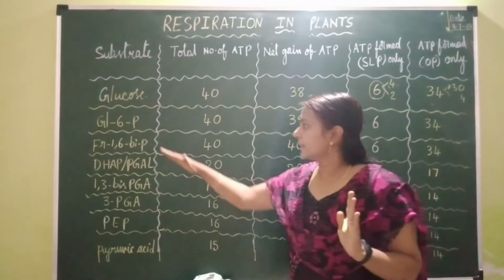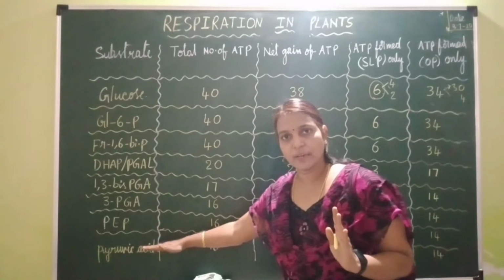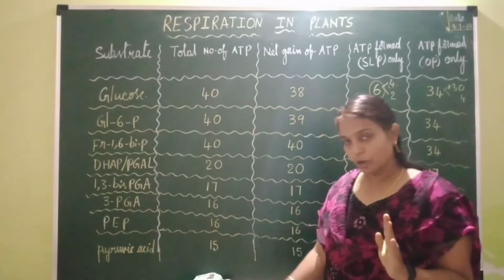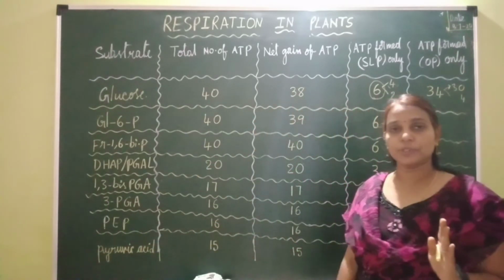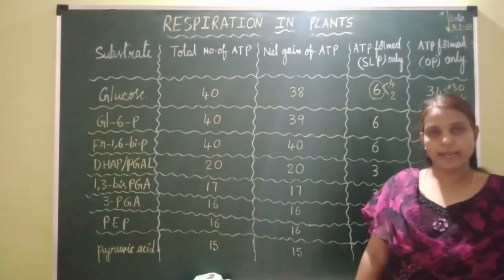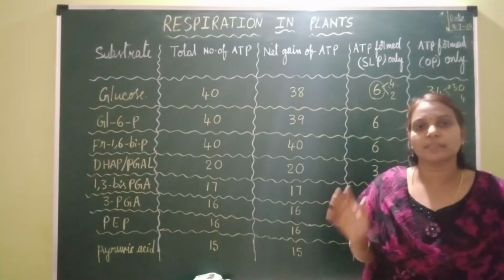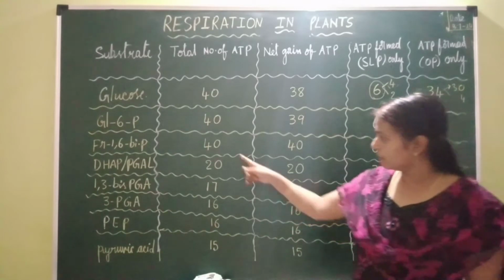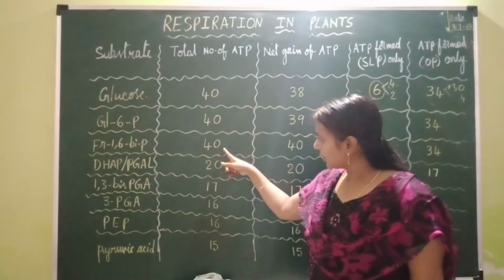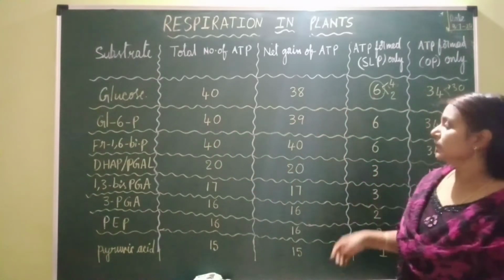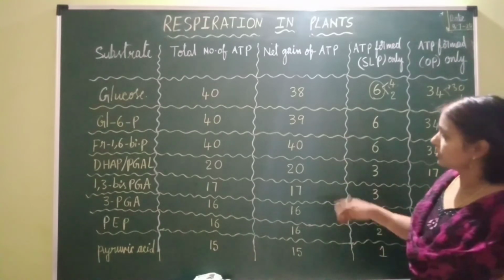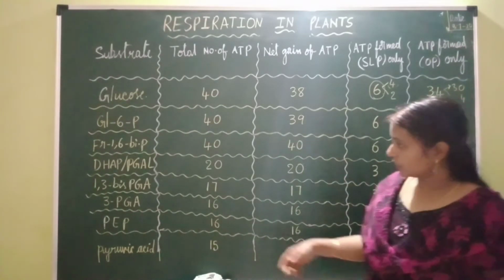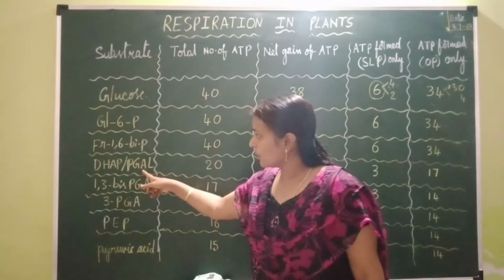So as we are calculating from fructose 1,6-bisphosphate, in all the subsequent reactions, that is glycolysis, link reaction, Krebs cycle, if we see, there is no consumption of ATP, and hence the total number of ATP formed is 40, and even the net gain of ATP is also 40. Right. Next substrate is DHAP or PGAL.